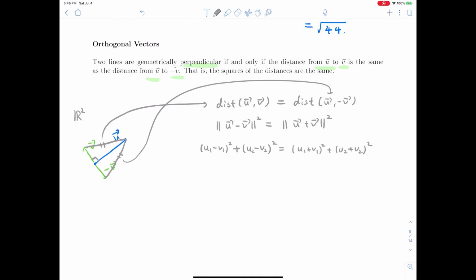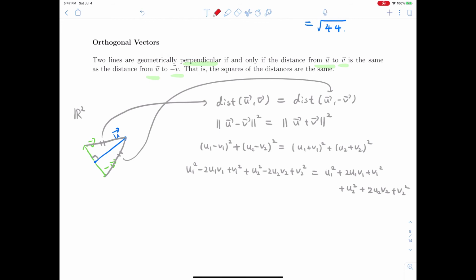Then the left hand side becomes u1 squared minus 2 times u1 v1 plus v1 squared plus u2 squared minus 2 times u2 v2 plus v2 squared, and this equals u1 squared plus 2 u1 v1 plus v1 squared plus u2 squared plus 2 times u2 v2 plus v2 squared.